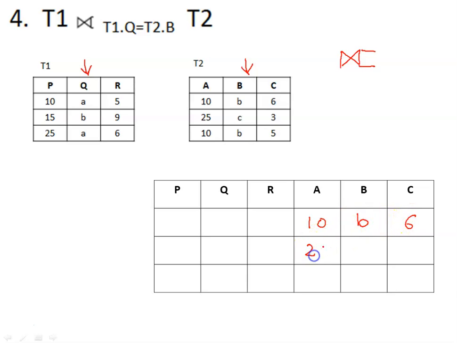10b6, 25c3, 10b5. Is there a match with this tuple? Is there a match with this tuple anywhere with the attribute B? Yes, this matches here, right? So we have 15b9. Okay. Is there a match anywhere else? No, there is no match. We move on to the second tuple. Is there a match? There is no match. So in this case, it will be null.